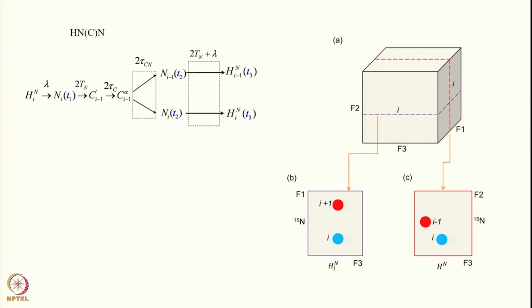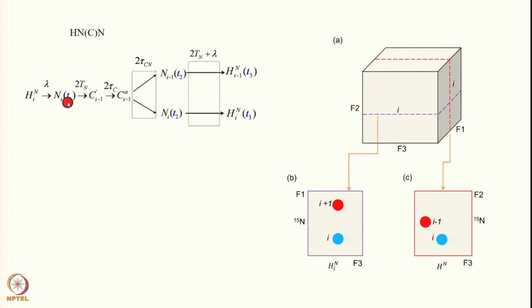Now in this experiment, the magnetization transfer pathway goes like this. You start again from the amide proton and you go to the nitrogen 15 here. From the nitrogen 15 you go to the carbonyl. You do not go to the C alpha, you go to the carbonyl of residue I minus 1. From this carbonyl of I minus 1 you go to the C alpha of I minus 1 during this period, and then from the C alpha of I minus 1 where do you go?